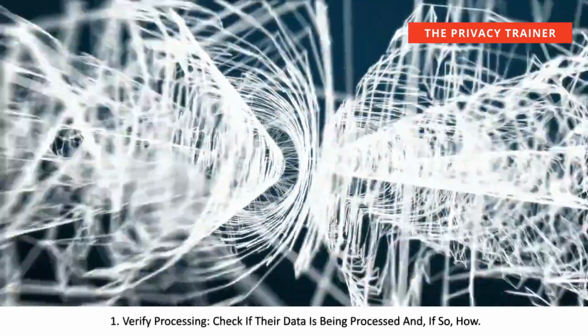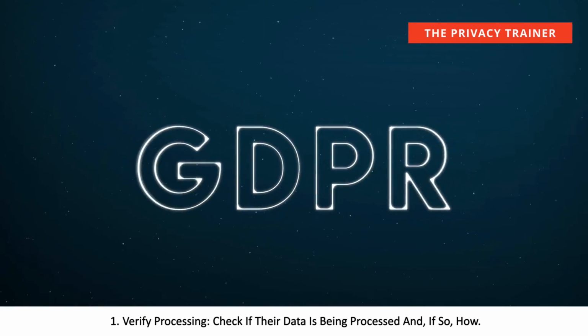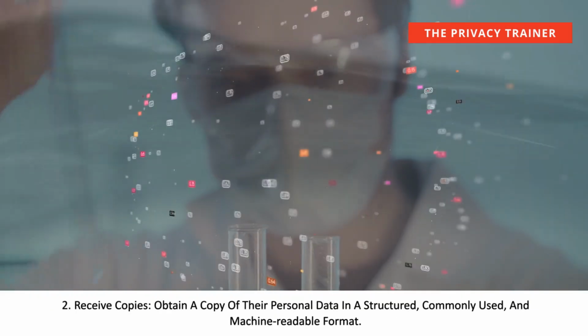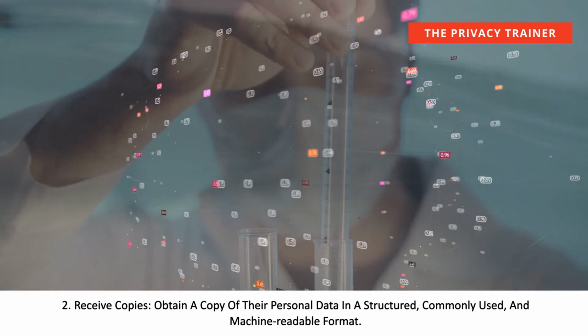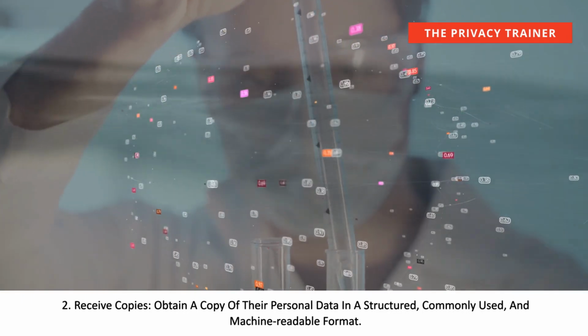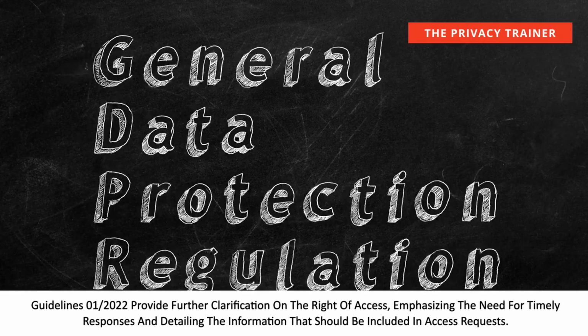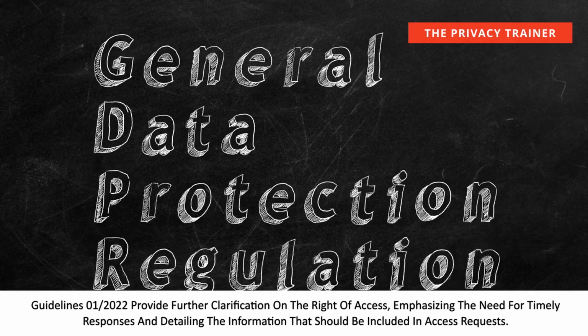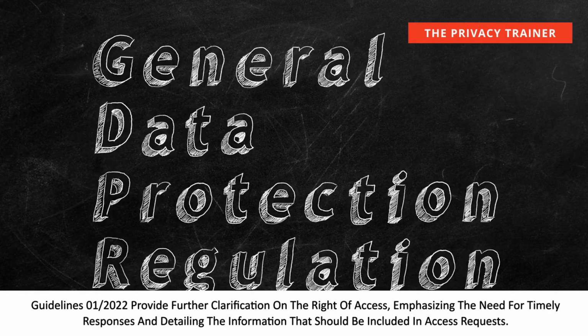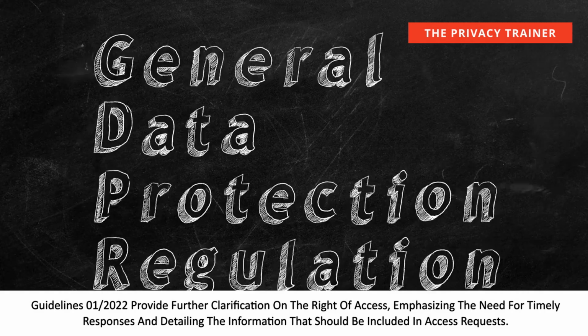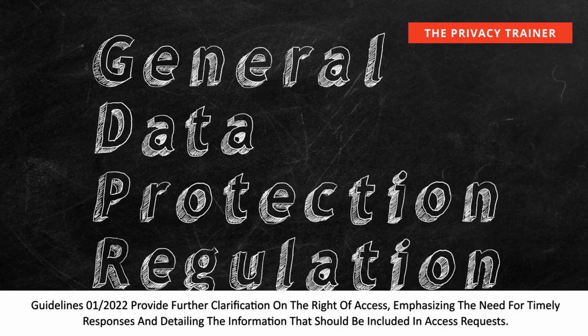Verify processing. Check if their data is being processed and if so, how. 2. Receive copies. Obtain a copy of their personal data in a structured, commonly used and machine-readable format. Guidelines 01/2022 provide further clarification on the right of access, emphasizing the need for timely responses and detailing the information that should be included in access requests.